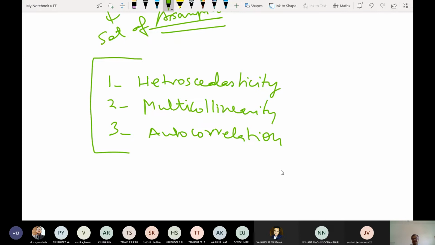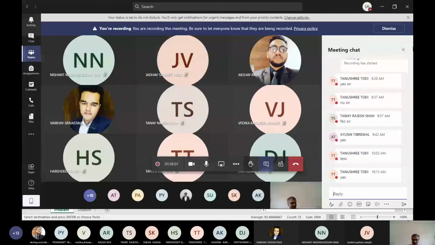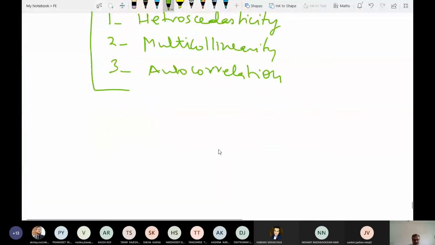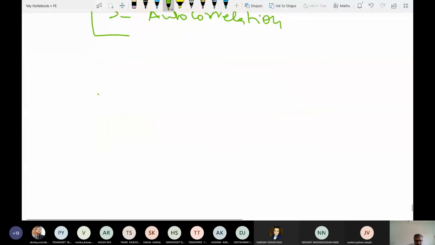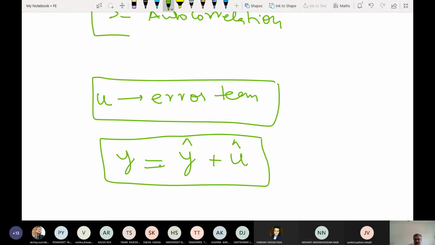Heteroscedasticity is an assumption which says that when we are estimating the coefficients or model, we have got something known as U, or the error term. So the error term is very important. If you recall the discussion, Y is what we are trying to estimate. Y cap is what we would have estimated, and what we have not estimated is U. So this whole thing, Y minus Y cap, was equal to U.